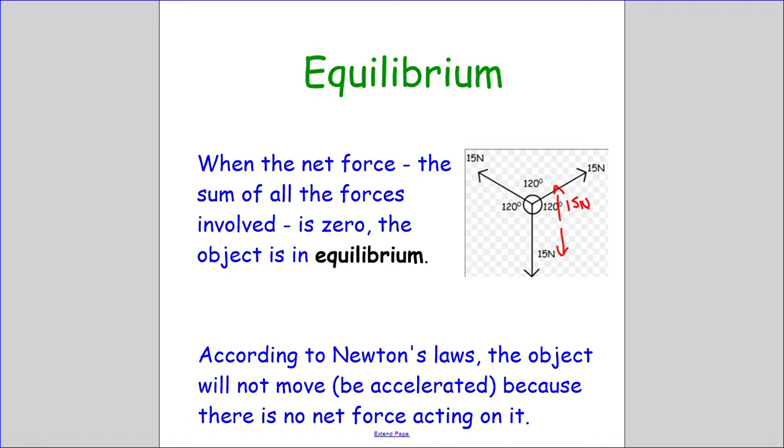So according to Newton's laws, the object won't move or be accelerated because there's no net force. And this comes from Newton's second law, where the mass is multiplied by the acceleration, and here's my net force. So if I have no net force, if I have 15 newtons going up and 15 newtons going down, that means this is zero. If I have no net force, that implies that one of these, mass or acceleration, must be zero. Well, if I have an object or a problem, obviously it's going to have mass. That implies that the acceleration must be zero.